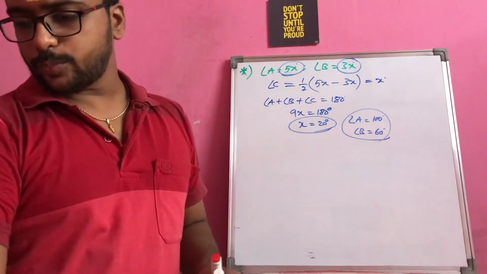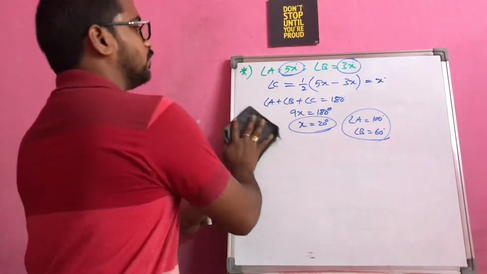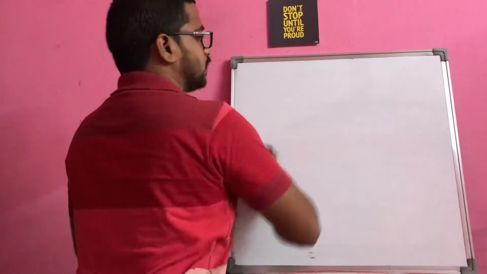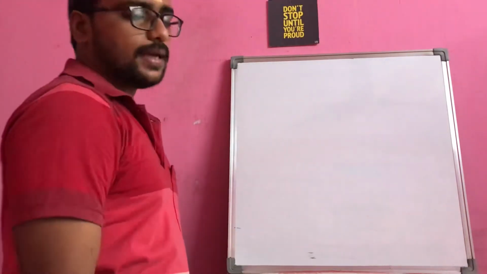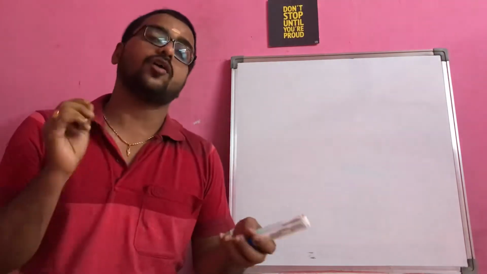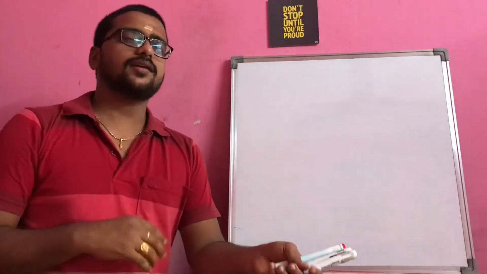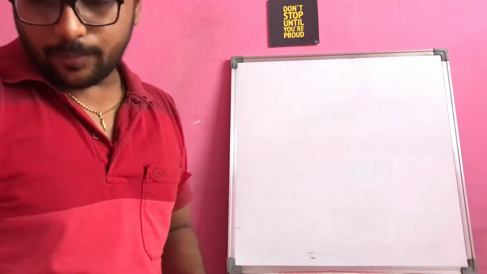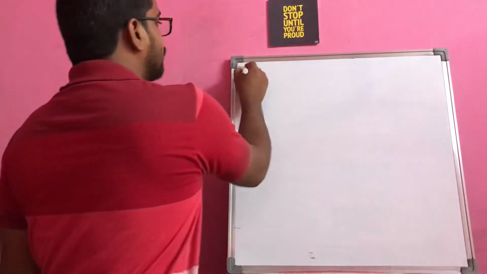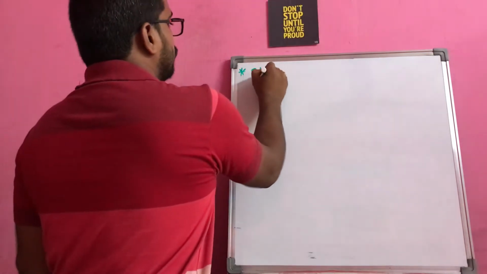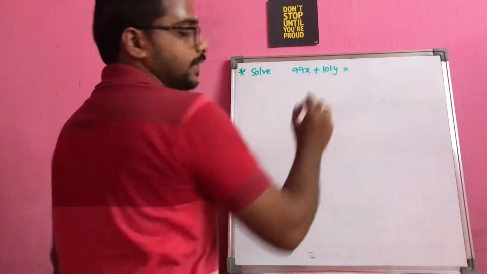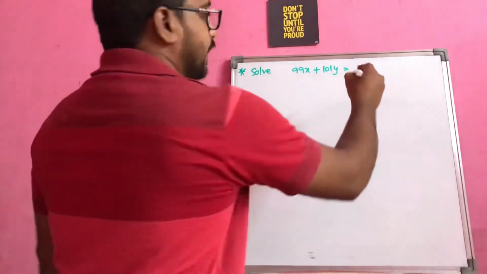So these are the few problems that we have with respect to triangles and even geometrical quadrilaterals. The only thing is you just have to be able to recall the formulas for those correctly, and then automatically you will get the answers. Okay. Now let us discuss one important model here. See this question. Solve 99x plus 101y is equal to 499.